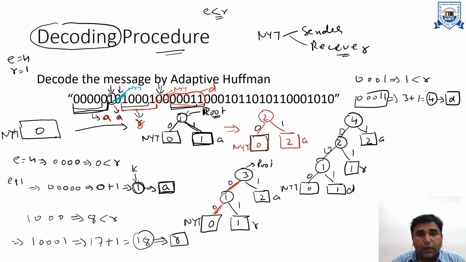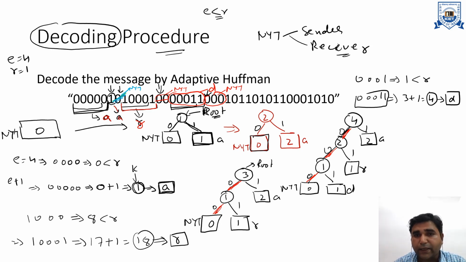Okay, now we can go further. Now our pointer is at this 0. By traversing from the root, this 0, again we have 0, then again we have 0, then the fourth bit is 1, but there is an NYT node, so we cannot move further. So these three zeros show the NYT node.